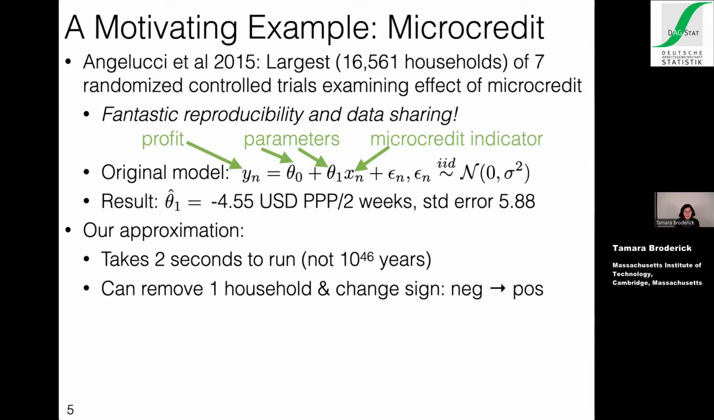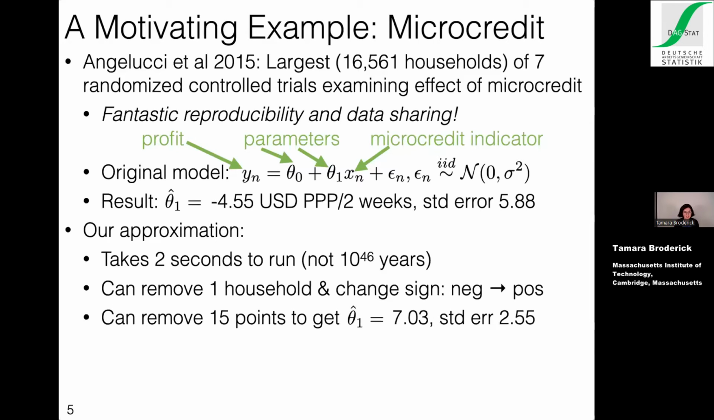We find that we can remove 1 household from 16,000 and change the sign of the effect from negative to positive. Now, you're probably thinking to yourself, yeah, but it wasn't statistically significant to begin with, so am I really bothered by that? Here's, I think, the more compelling point. We can remove 15 data points from the original analysis and change to a statistically significant effect of the opposite sign, a positive effect.